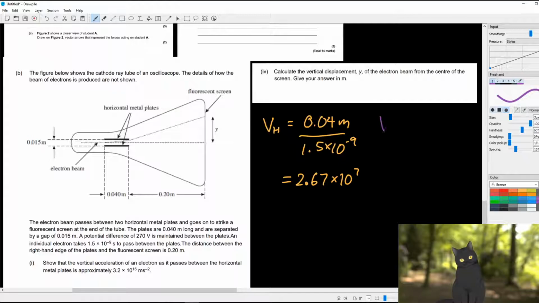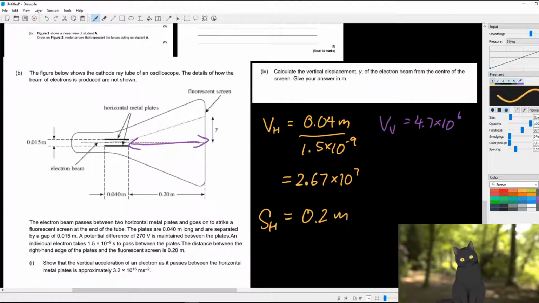Then what about vertical? Vertical velocity is obtained from question 3, part 3, that you've proven already. Part 3 shows that vertical velocity is 4.7 times 10 to the power 6. So that's okay, right? So horizontal distance will be 0.2. It has to use that speed to travel for 0.2. So horizontal distance, I'll use SH. It's not this color, the color is wrong. SH, horizontal distance, equals 0.2 meters. And vertical distance will be Y. We don't know.